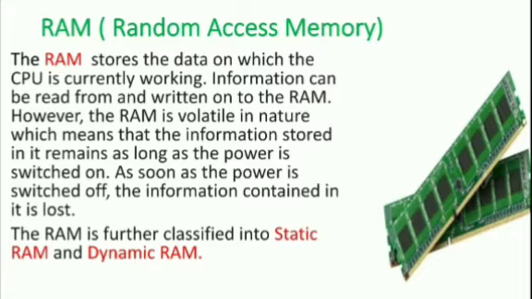RAM, random access memory. The RAM stores the data on which the CPU is currently working. Information can be read from and written onto the RAM. This means in RAM, whenever you need it, you can modify your information. The RAM is volatile in nature, which means that the information stored in it remains as long as the power is switched on. Suppose the power is switched off, the information is lost.